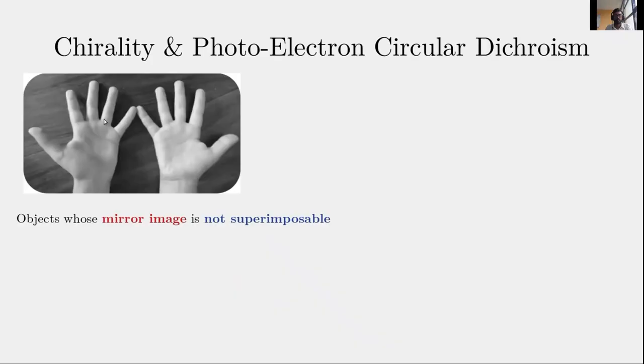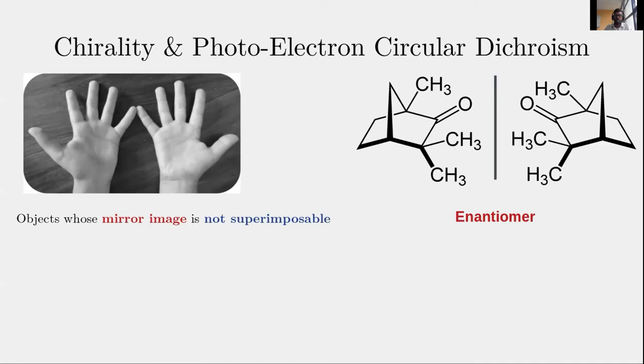The geometric property due to which... what are chiral molecules? Chirality is basically a geometric property due to which the mirror images of an object, for example the palm of our hands, cannot be superimposed onto each other. This is called chirality. This geometric property also exists in molecules, and they are called enantiomers. They can be left-handed or right-handed.